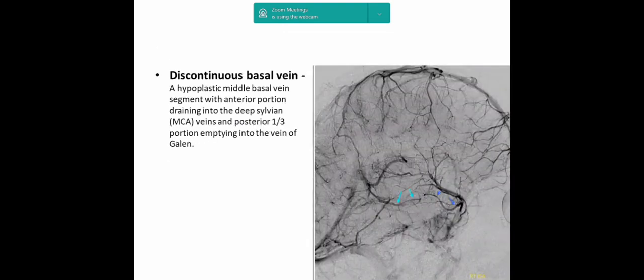So in this picture, we can see the discontinued basal vein. As we know, there are three segments of the basal vein. So we can see the middle segment being hypoplastic, and the anterior and posterior segments draining independently. The anterior here is mainly draining into the petrosal sinuses and cavernous sinus, and the posterior is draining into the vein of Galen.